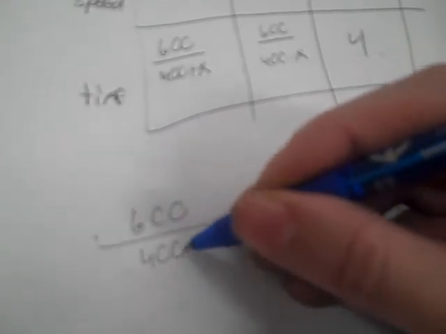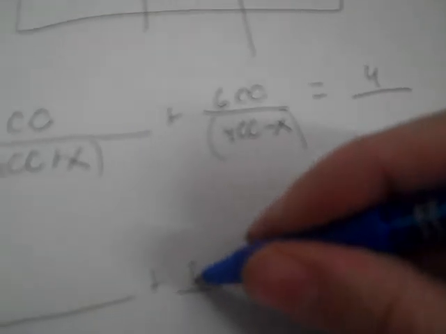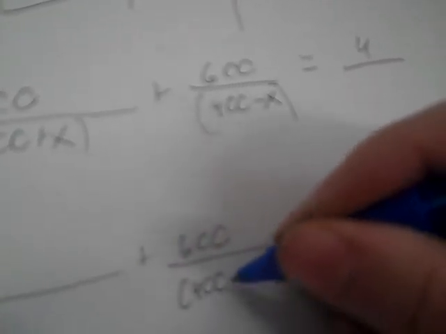Okay, so again, we're going to have 600 over 400 plus x, plus 600 over 400 minus x, and again, those are parentheses, because they include adding and subtracting. Okay, so let's set up, space out some fractions, get some LCD actions. So 600 over 400 plus x, 600 over 400 minus x, and then I just got my 4.